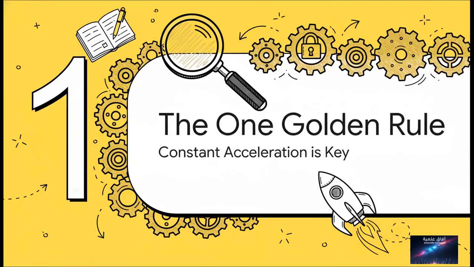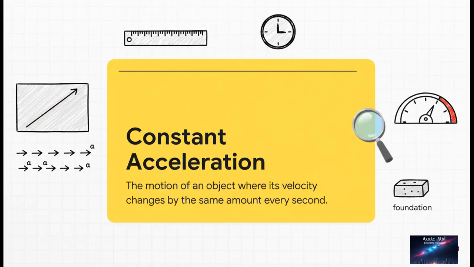Now, before we bust open our toolkit, there is one single golden rule we have to talk about. It is the absolute key to making any of these equations work. It's a total non-negotiable. And that rule is constant acceleration. All this means is that our object's velocity has to change in a nice, smooth, predictable way. It's not speeding up randomly, it's changing its speed by the exact same amount every single second. This assumption is the foundation for everything we're about to do.